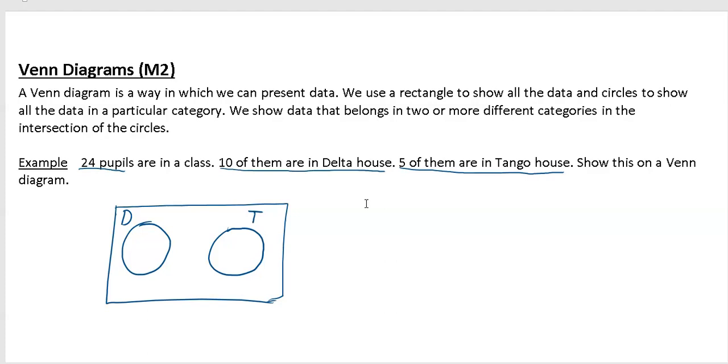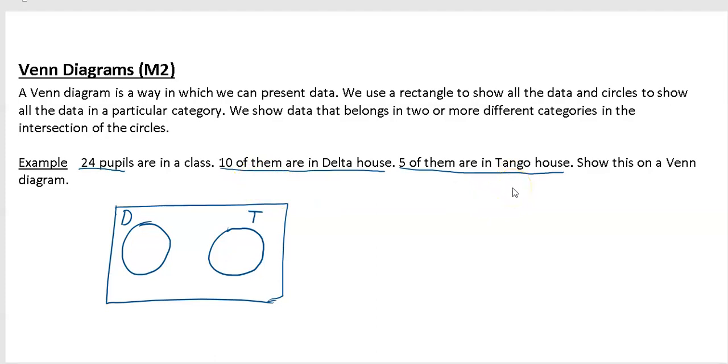So our first example, I've already done a bit of the Venn diagram for us here. It says 24 pupils are in a class. 10 of them are in Delta House, 5 of them are in Tango House. Show this on a Venn diagram. Okay, there's no overlap in these circles. These are two separate circles. The reason for this is there's nobody that's in Delta House who is also in Tango House.